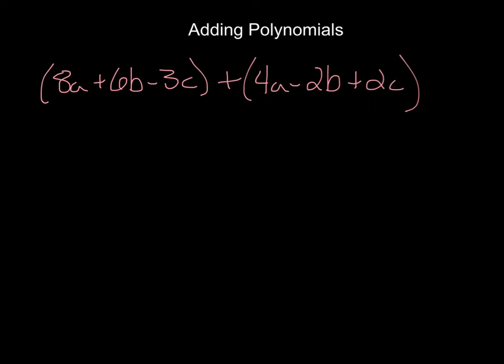If you want to rearrange them, that's great. I'm just going to go ahead and say 8a plus 4a is 12a. 6b minus 2b is a positive 4b. Negative 3c plus 2c is negative c.